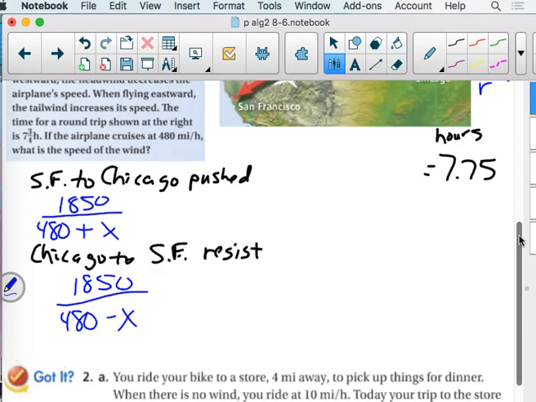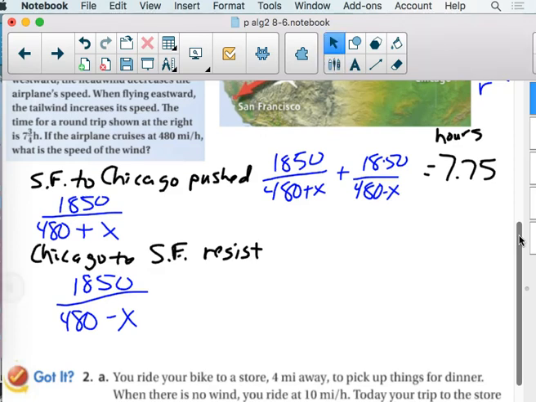And these two give us that round trip time of 7.75. So this plus this equals 7.75 because time equals distance divided by rate. Well, that doesn't look like the most pleasant equation we will ever work with, but we have calculators, so get them out.